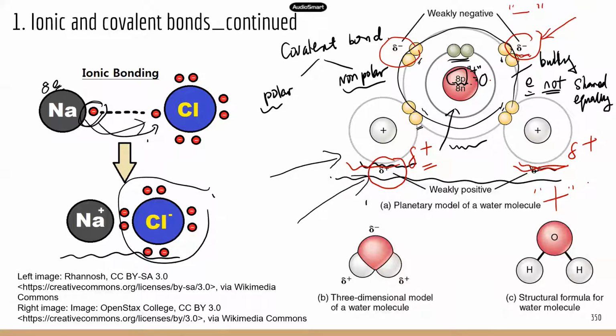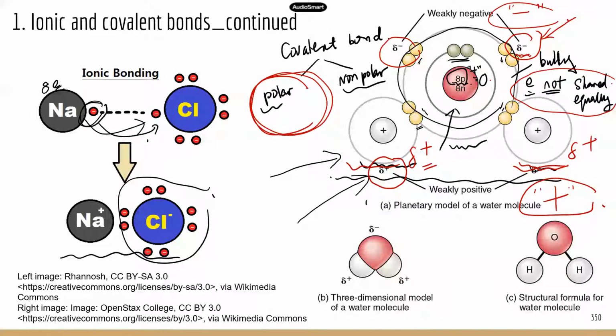Think about the Earth. There's a North Pole, there's a South Pole, they're the opposite, and the same thing for water molecules. A negative end, negative pole, and a positive pole. So water is polar. So when electrons are not shared equally, this is going to create a slightly positive end and a slightly negative end. And that's going to lead to a polar covalent bond.